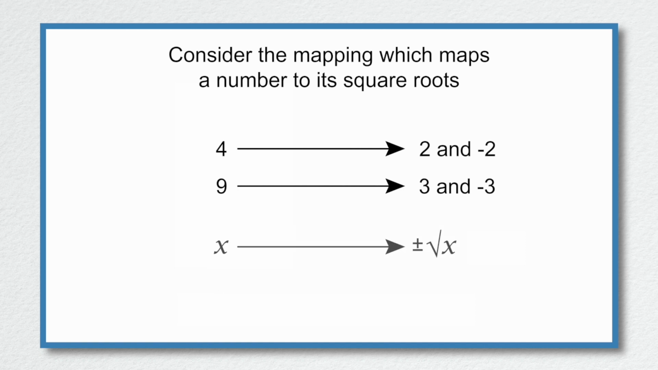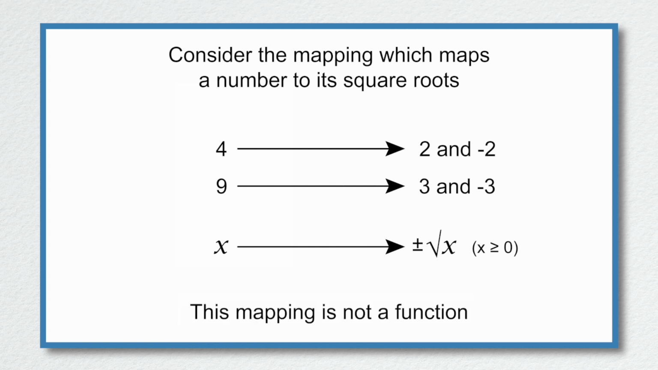So x maps to plus or minus the square root of x, where x is greater than or equal to 0. Remember that you can't have the square root of a negative number. So in this example, for one input, we get 2 outputs. Therefore, this mapping is not a function.